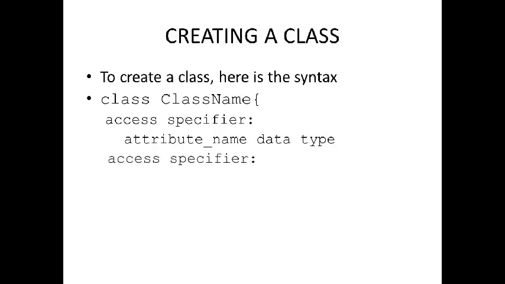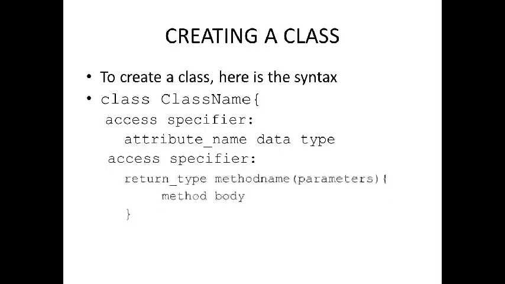Then an access specifier again, if the access you want to grant to your attributes is going to be different from the access you want to grant to your methods. Yes, you may have multiple, different access specifiers. The first access specifier is for the attributes, to define how the attributes can be accessed. Then we have the access specifier for the methods.